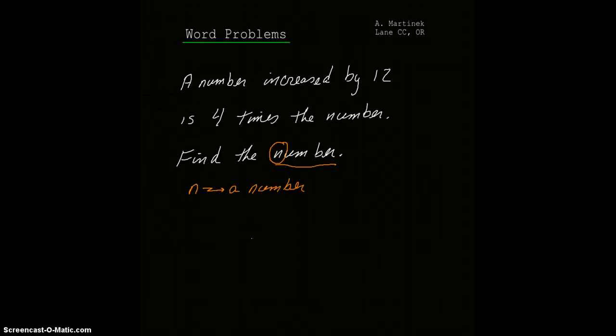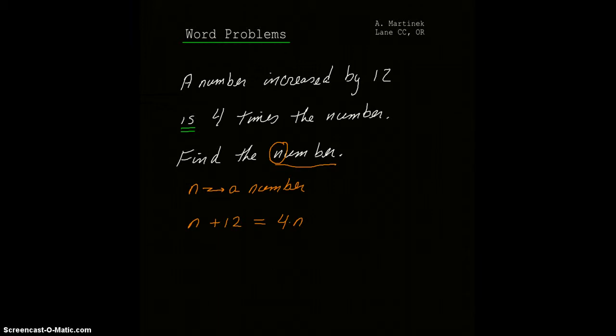Well, it says a number. If I go back to the beginning, a number, well, I know what a number is. It's n, so I'm going to write that down. n is increased by 12. So if I have n of them, I'm going to add 12. Right? So I take a number and I increase it by 12. And then it says is. Is most often in mathematics an equal sign. So n plus 12 equals 4 times, times being multiplication, right? 4 times the number n. So I'm just going to write 4n. We know there's a multiplication right there.